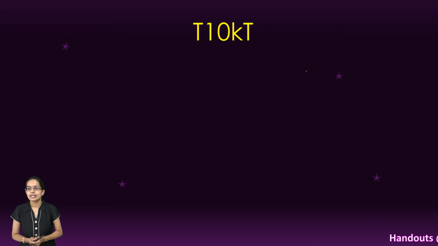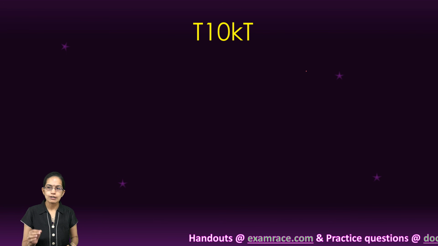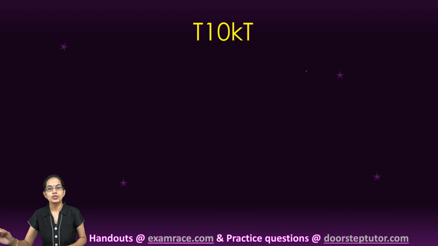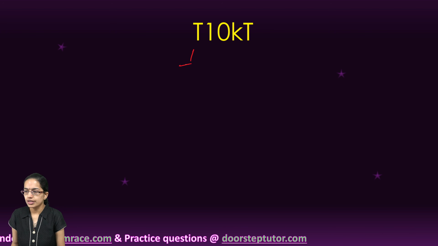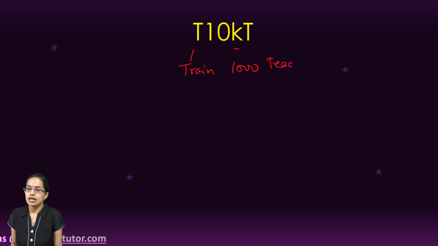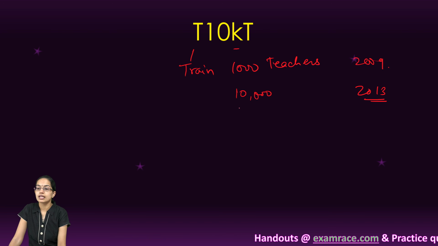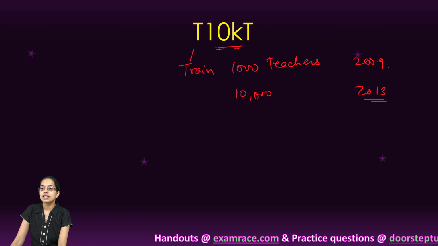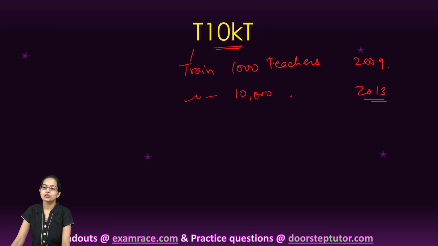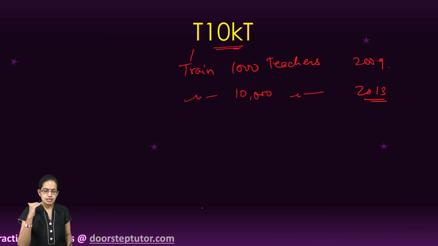The first interesting project is by IIT Bombay, and that is T10kT. That was the initial project that started in 2009, where the idea was to train 1000 teachers. So T for train, K for 1000, and T for teachers. However, this was given in 2009. In 2013, it was believed that this is not sufficient and 10,000 teachers should be trained. So it became T10kT. So the idea was to train 10,000 teachers across the nation.